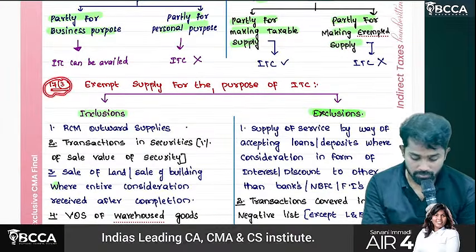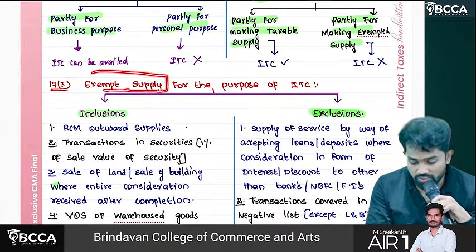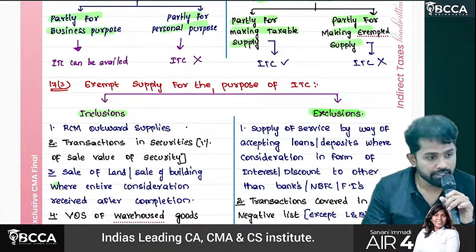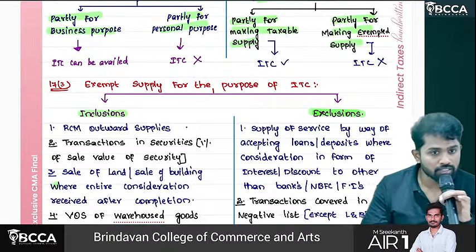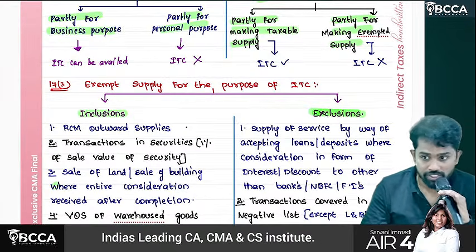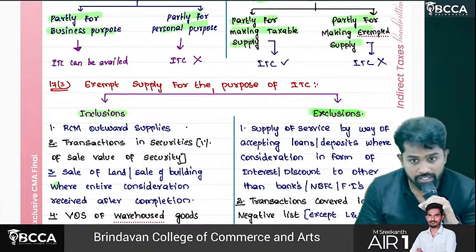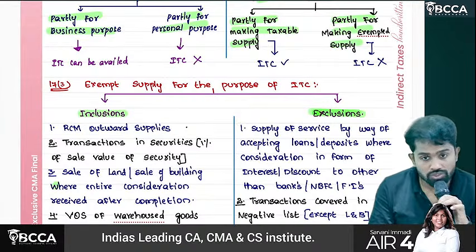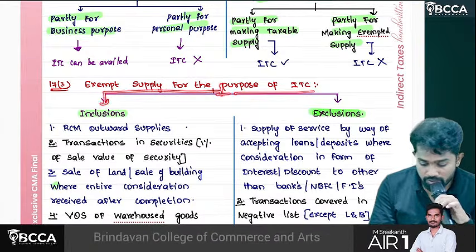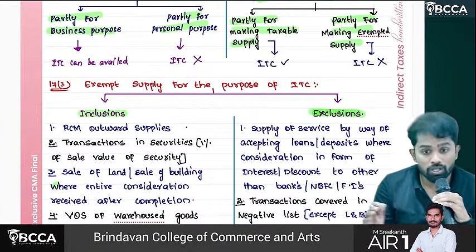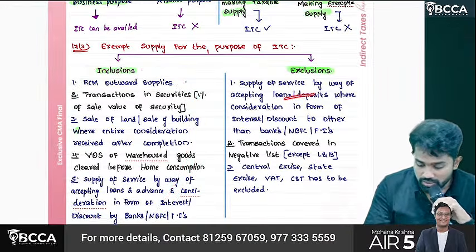Then 17 subsection 3. Here they have given a broader definition for exempted supply. Usually exempted supply means nil rated supplies, non-taxable supplies, and supplies which are exempted by way of notification. Those are called exempted supplies. But here, for the purpose of this ITC chapter, the exempted supply definition has a broader coverage.